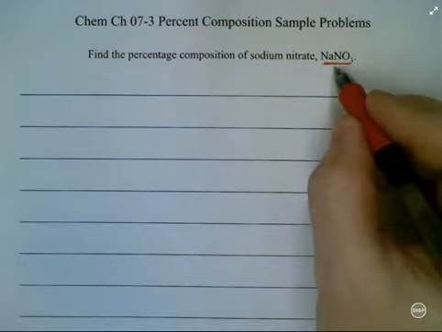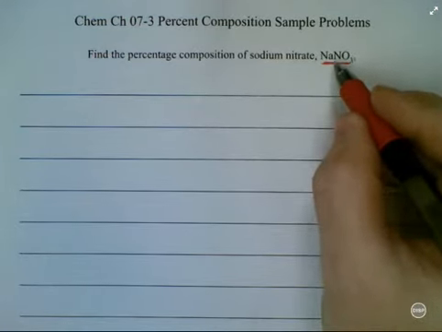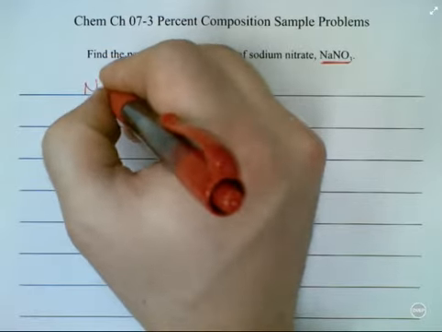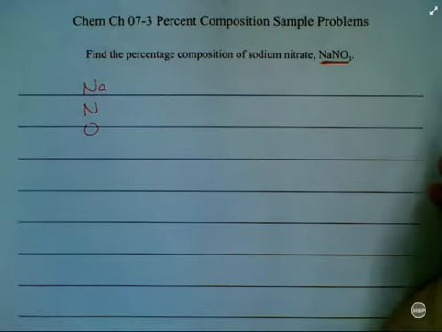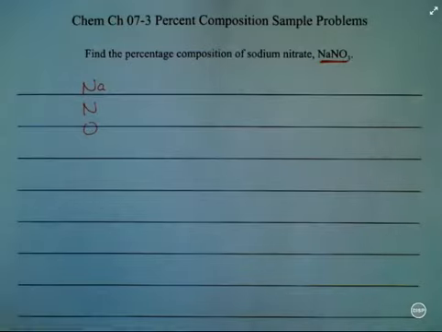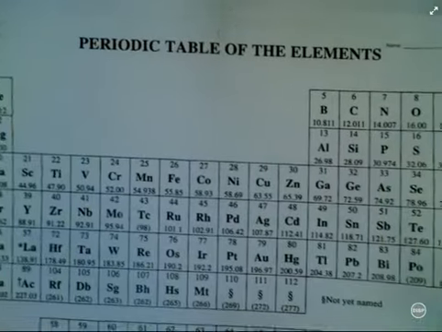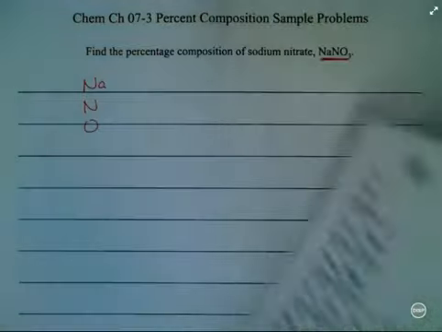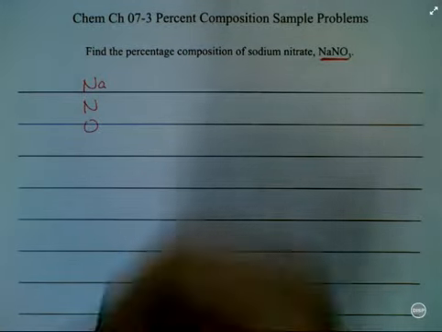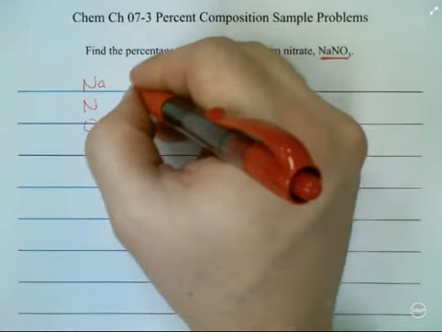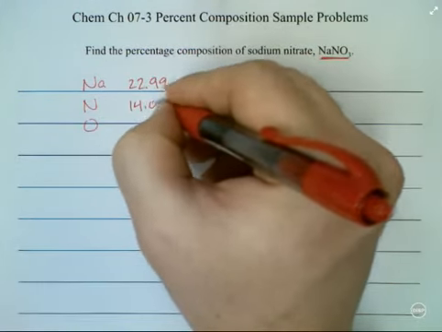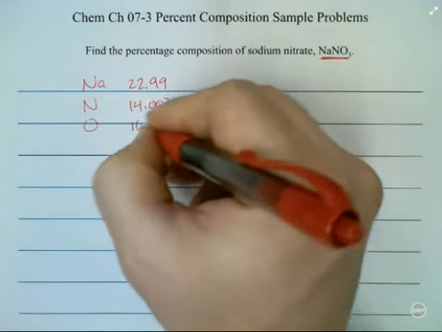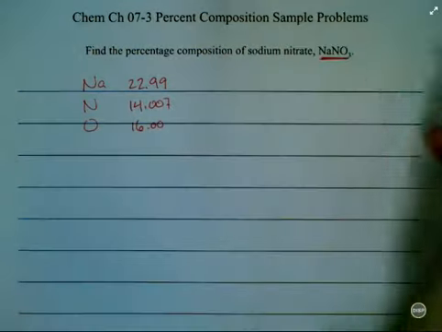We're going to calculate the molar mass of sodium nitrate. Again, I'm going to list each element that appears in the substance. I'm going to look at my periodic table. Again, you should have this out whenever you're working these types of problems. And I'm going to find the average mass of each of the species I've listed here. So sodium comes in at 22.99. Nitrogen comes in at 14.007, and oxygen comes in at 16.00.